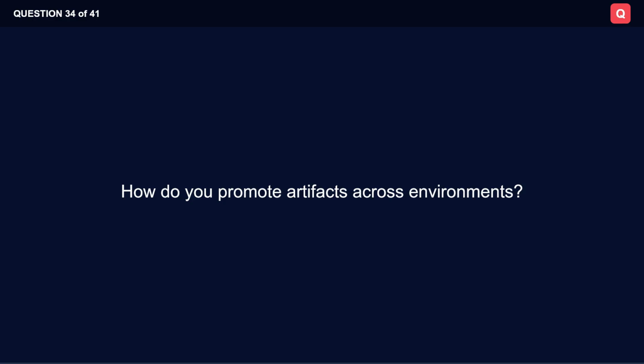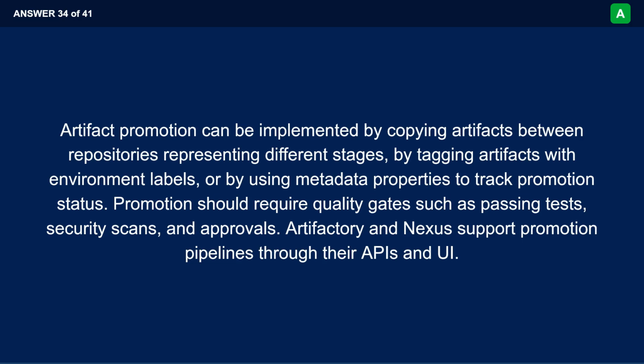How do you promote artifacts across environments? Artifact promotion can be implemented by copying artifacts between repositories representing different stages, by tagging artifacts with environment labels, or by using metadata properties to track promotion status. Promotion should require quality gates such as passing tests, security scans, and approvals. Artifactory and Nexus support promotion pipelines through their APIs and UI.